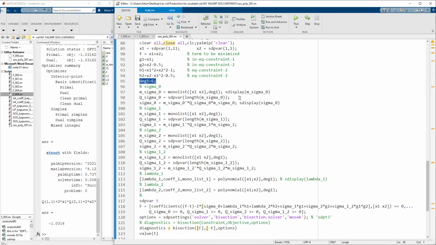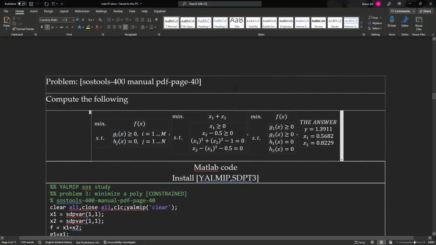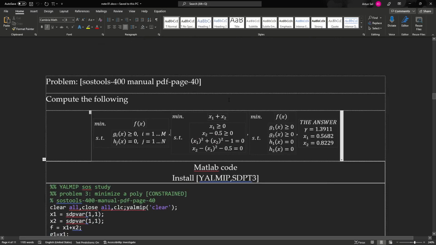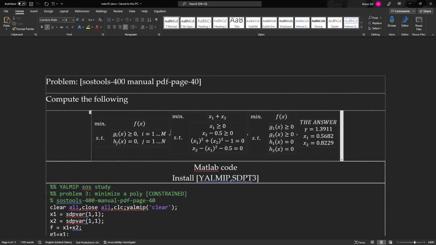And here we have 3 sigma terms. Okay. Sigma 0, sigma 1, and sigma 2. Maybe I should again show you the wait a sec, where is that? Just give me 1 minute.